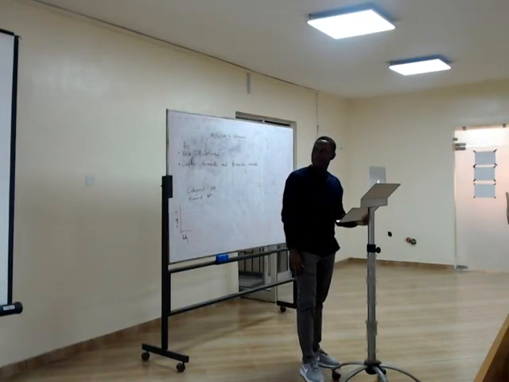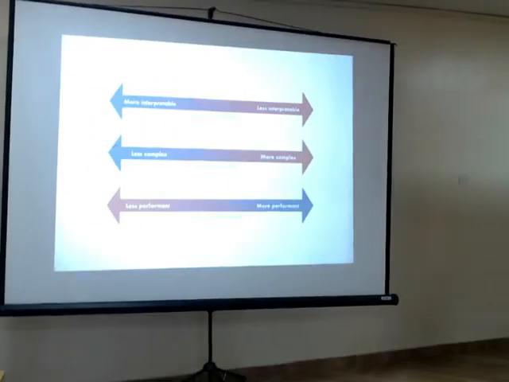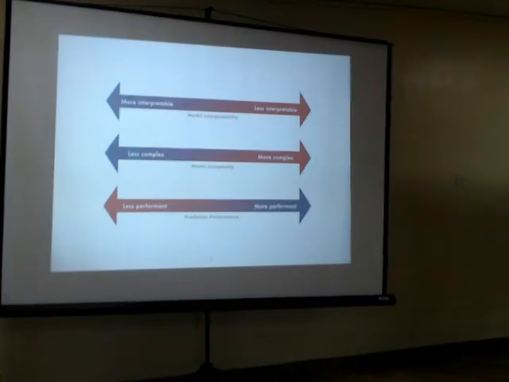Next slide, please. Right, so this is a spectrum I basically created. And you have three things here: model interpretability, model complexity, and prediction performance. You notice that on this side you have more interpretable models, and as you go to the right side, you have less interpretable ones. So it's not binary. It's not like you have models that are interpretable and some that are not. It's a spectrum.